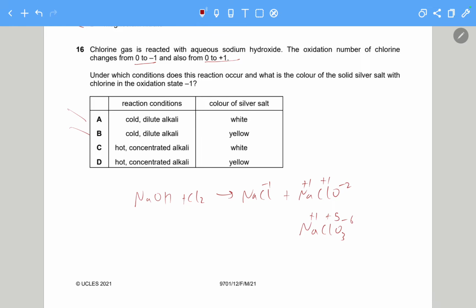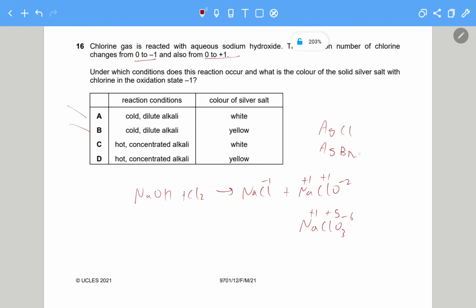Color of silver salt. When you add silver nitrate, or any silver salt for that matter, you'll get AgCl. This is always a white precipitate. AgBr is a cream precipitate. AgI is a yellow precipitate. So AgCl is white, and that's what we get. So it has to be A. Now, let's go to question 17.